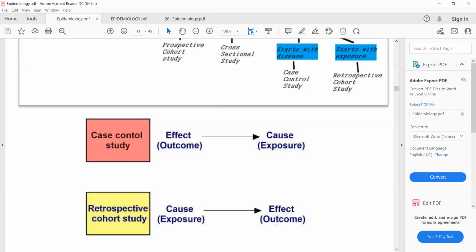So in retrospective cohort studies, one exposure. In case control studies, we start from the disease such as MI or lung cancer or DVT, and then we study their past to see what the exposure was. So one disease can be studied at a time, and multiple exposures can be studied in case control studies. So these are some differences between case control studies and retrospective cohort studies. I hope it's clear now. Yes, it is clear.